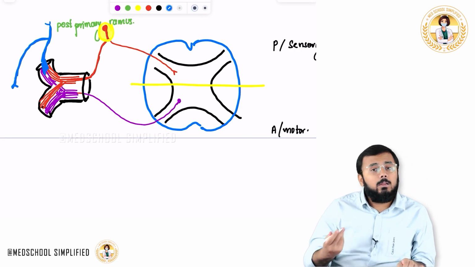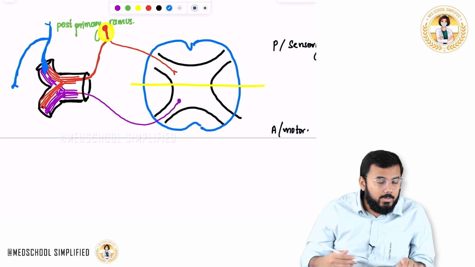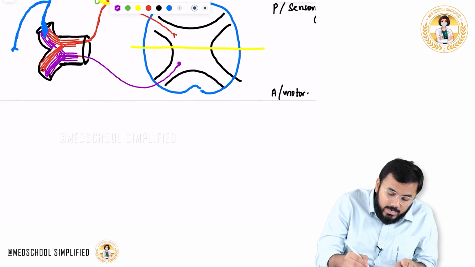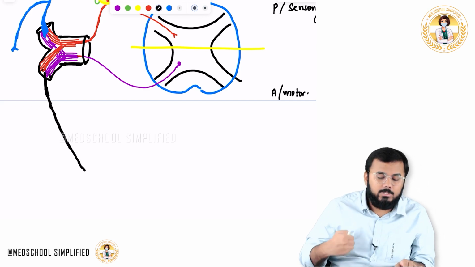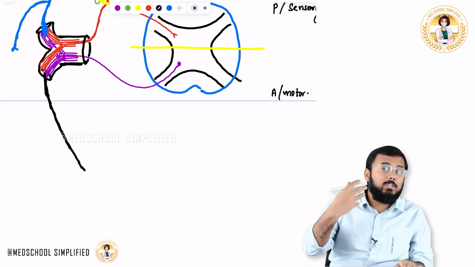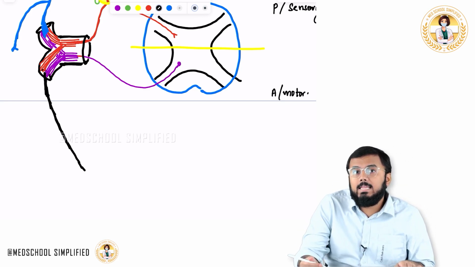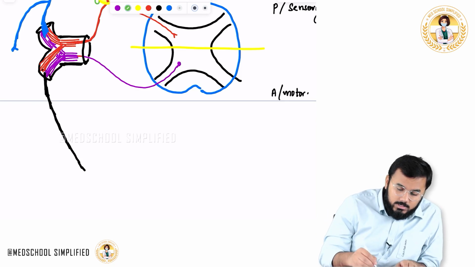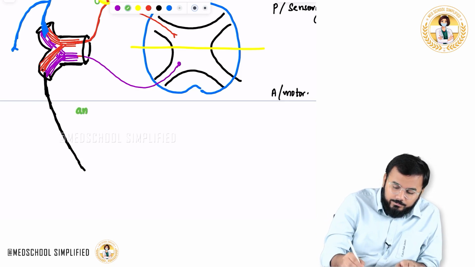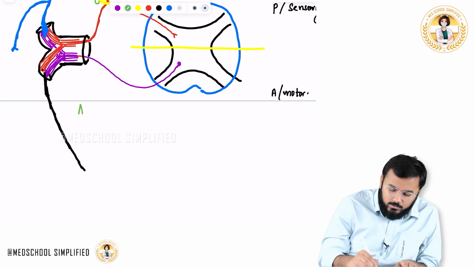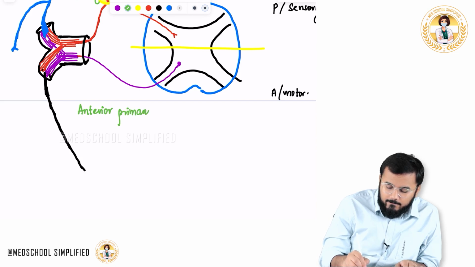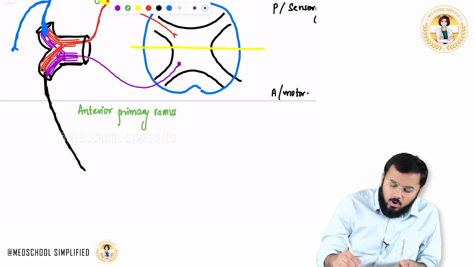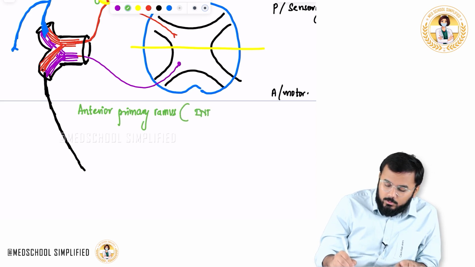When I say posterior primary ramus, there should also be an anterior primary ramus. So let me draw this anterior primary ramus over here. The part which I am coming down is called the anterior primary ramus. The other name for this anterior primary ramus is the anterior intercostal nerve. So this is your anterior primary ramus, also just called an intercostal nerve.